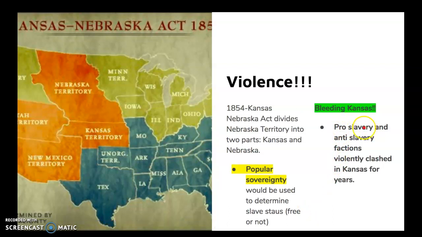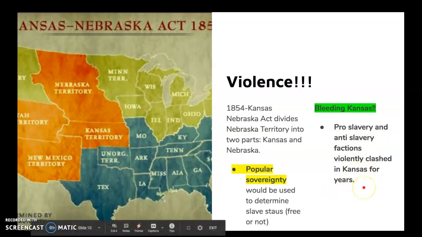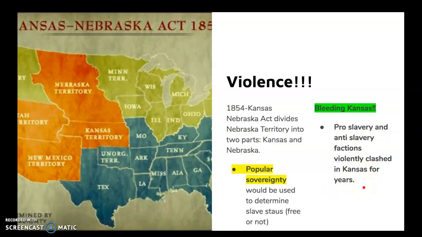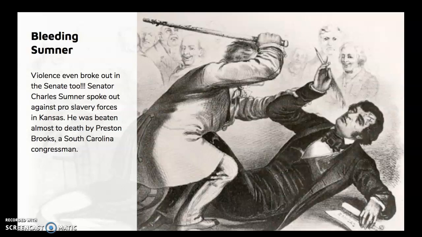So you had pro-slavery people, a lot of them coming from Missouri, which was a slave state, entering Kansas to decide to vote whether or not they would allow slavery. And there is really robust and widespread anti-slavery feeling in Kansas too. And these two factions, the pro-slavery faction and the anti-slavery faction, clashed in Kansas for years. Some people call this the first bloodshed of the Civil War. Many people died during these years of violence in the Kansas Territory over the issue of slavery.